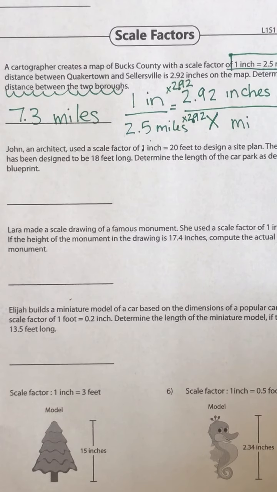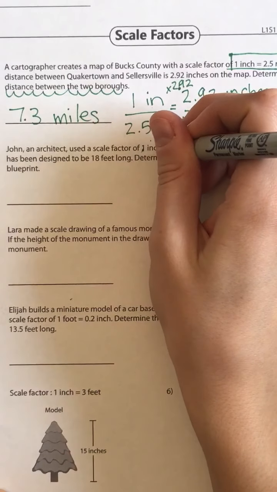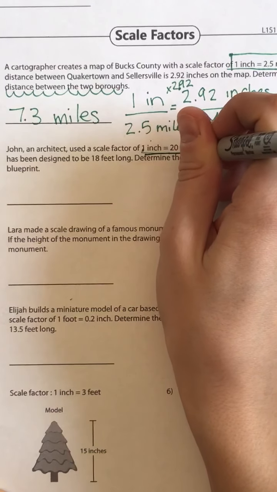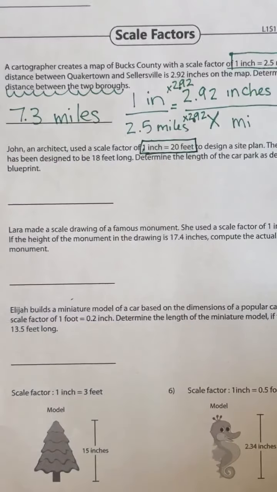John, an architect, used a scale factor of 1 inch equals 20 feet. I'm going to underline that because that is very important. That is our scale factor. So we can use that to set up a proportion to design a site plan. He is creating a car park. I think he means by car park a parking lot, or one of those multi-story parking lots.